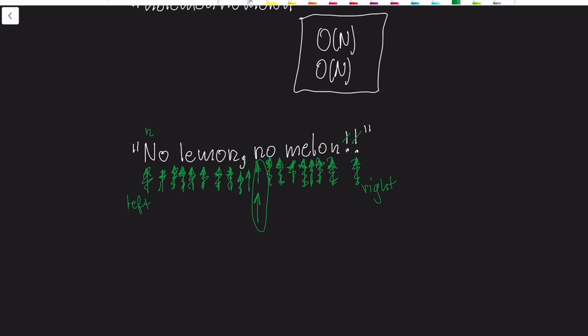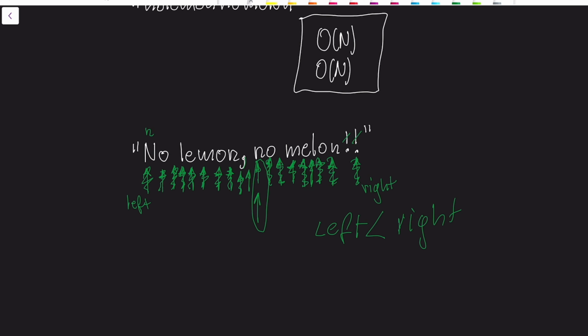And since the condition was that the left must be less than right, we will exit our loop. And since we didn't find any mismatches, we will return true. And that's the gist of the algorithm.